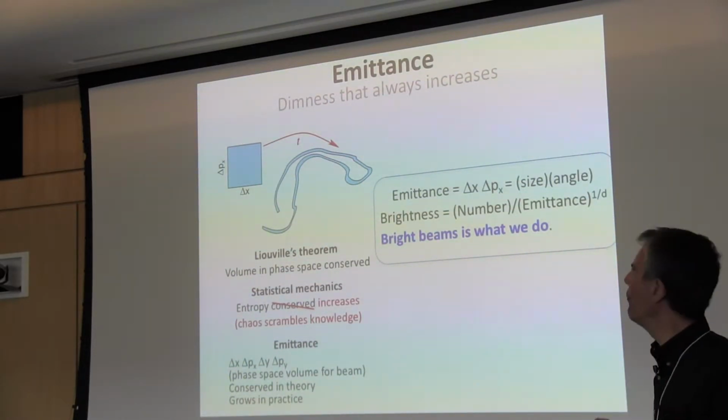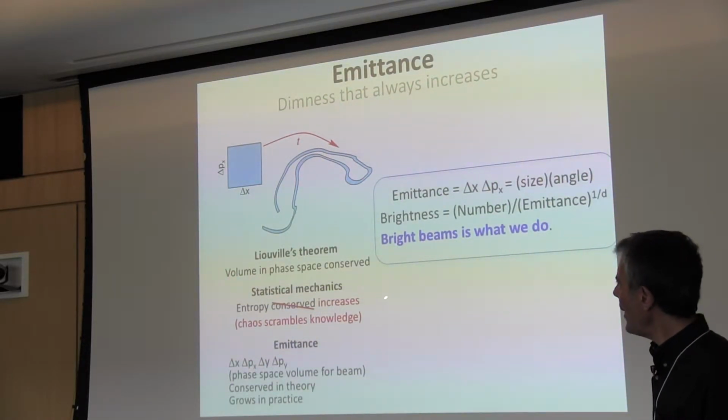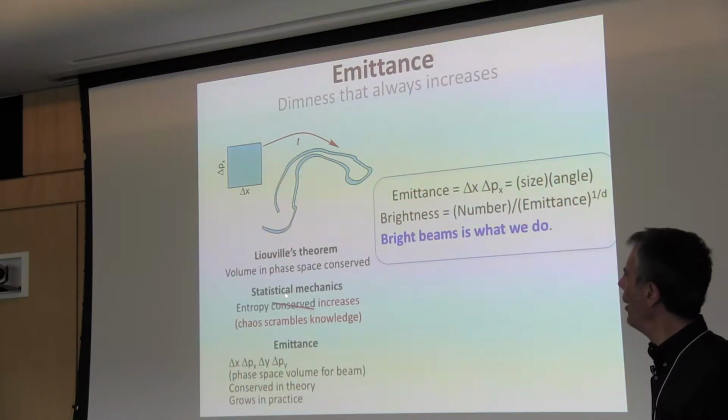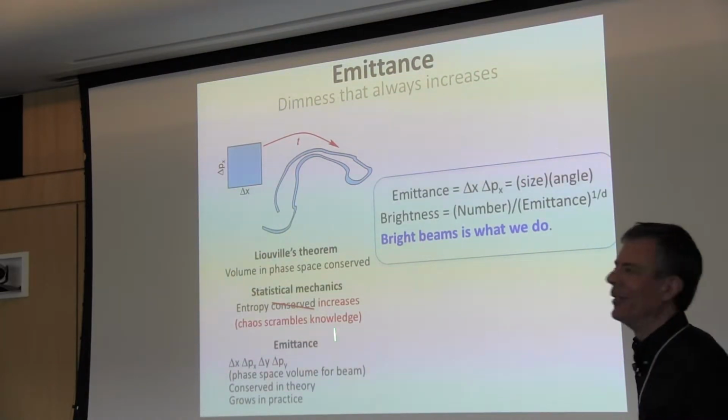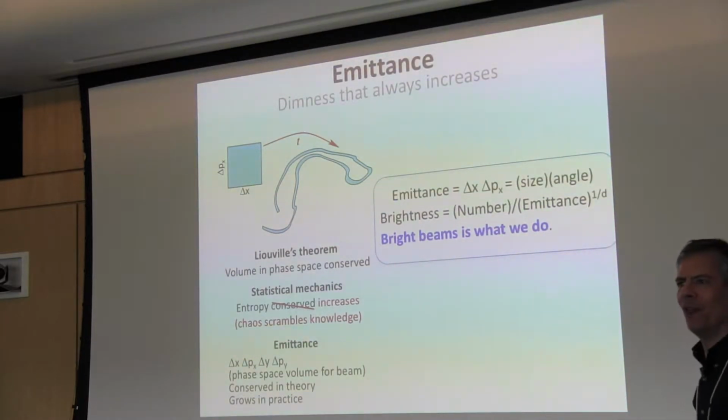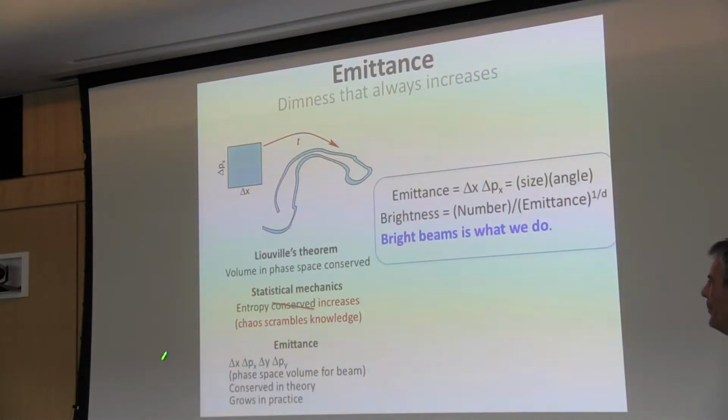Your knowledge of what was going on earlier isn't really helpful anymore when it turns into spaghetti. And that's the basis of statistical mechanics, that entropy always increases, which is a statement that emittance always increases. We're a little bit better off here. We can usually keep the emittance sort of under control, but you can lose.